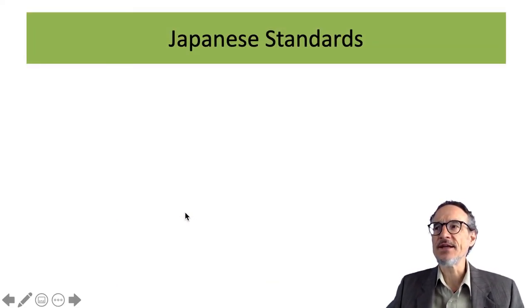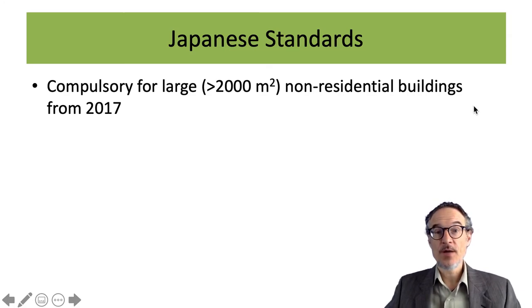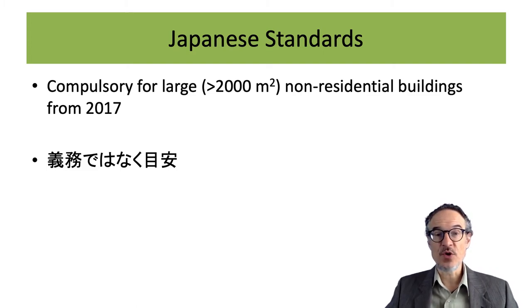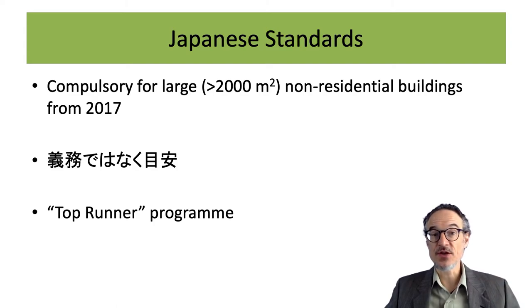Just one thing about these standards: they became compulsory for large non-residential buildings from 2017. So until 2017, a lot of these standards for energy were not compulsory. This is Gimu dewa naku meyasu, so this is more of a recommendation than an actual standard that you must follow. If you don't meet the standard, there's no problem. Rather than this, there's what's called a top runner program, a program to try and get buildings that perform very well and encourage high performance buildings.